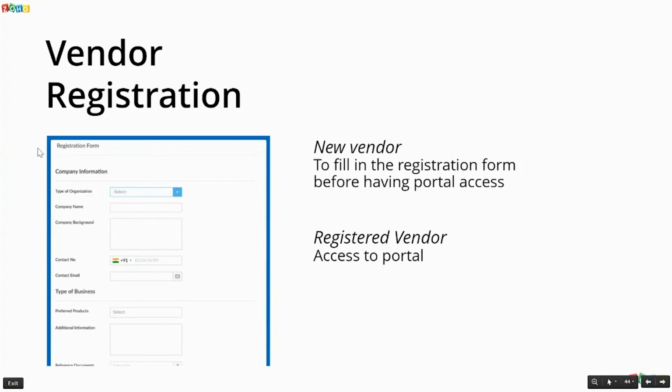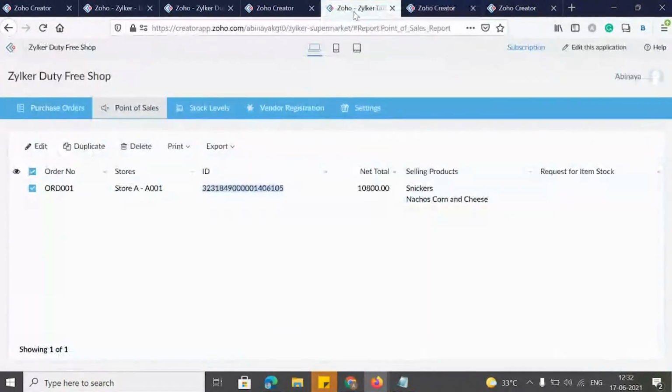Initially, if we add a vendor to the portal, we would only have the vendor email address and the vendor company name. If I want more information, I can use this registration form to get the details from the vendor. Only if he fills in this information will he have access to the portal. So that also we have handled. Let me quickly take you through that.